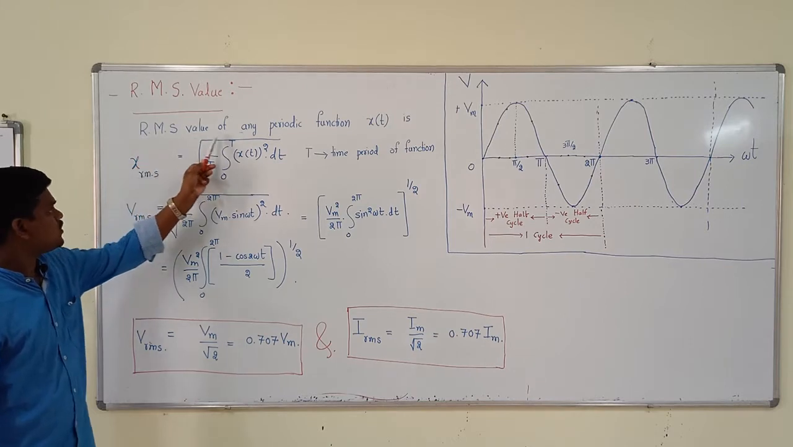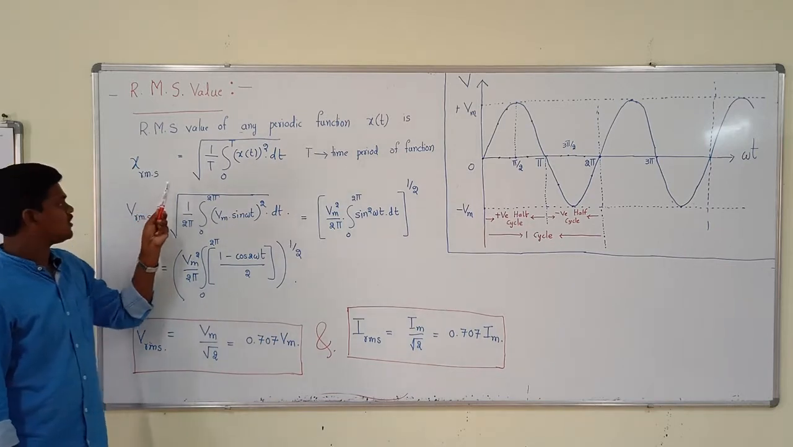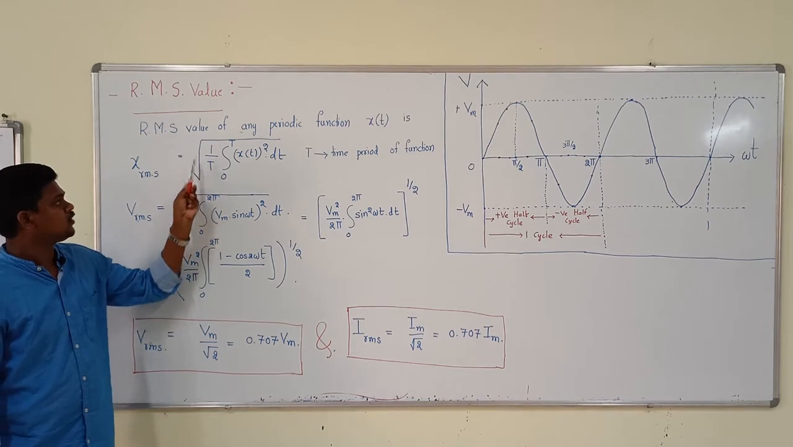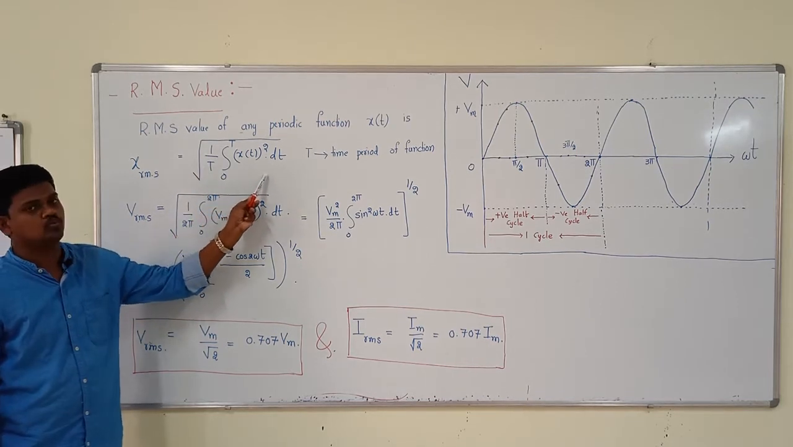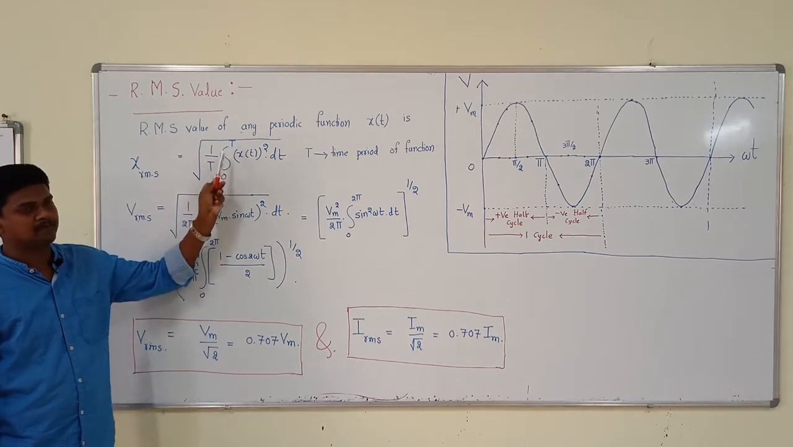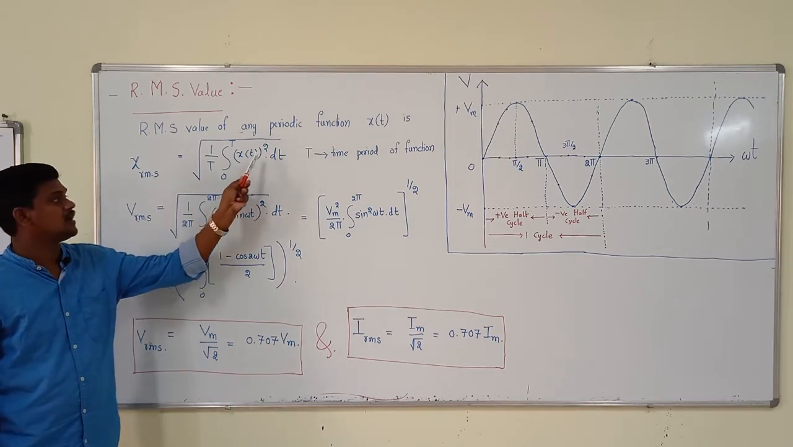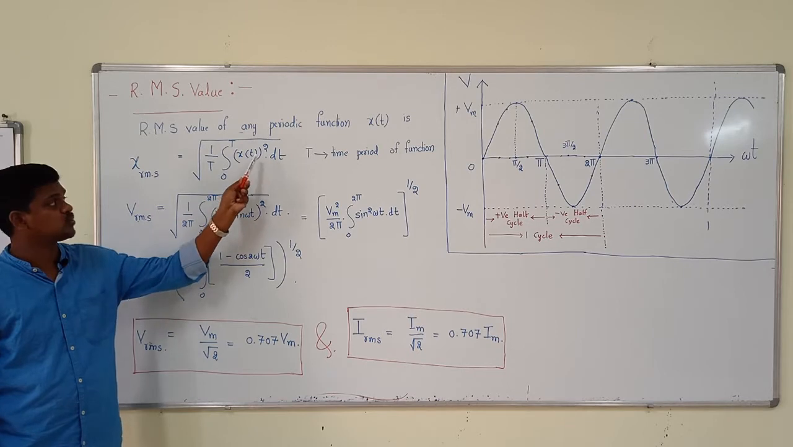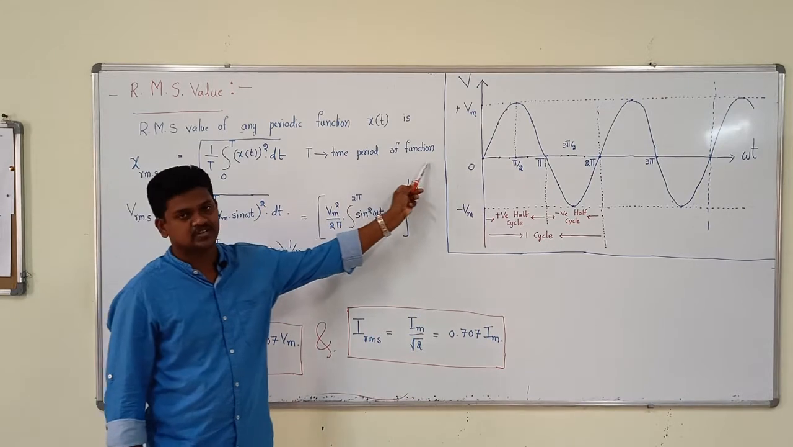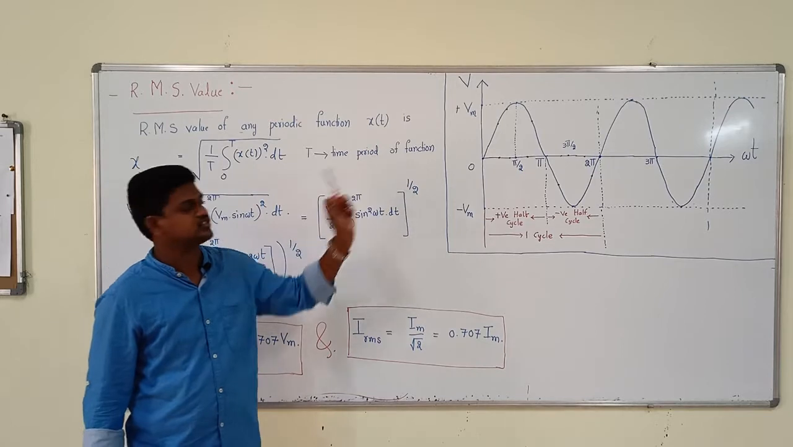So the RMS value of any periodic function x(t) is X_RMS equal to the square root of 1 by T, integration from 0 to T, of x(t) squared dt. Here T is the time period of the function, and the value of the function is repeated.